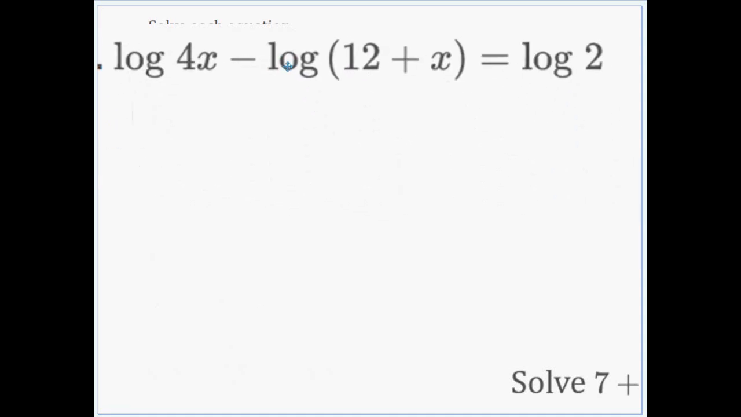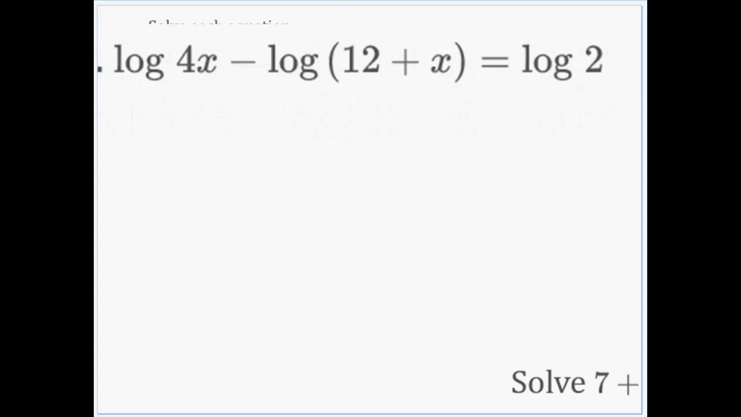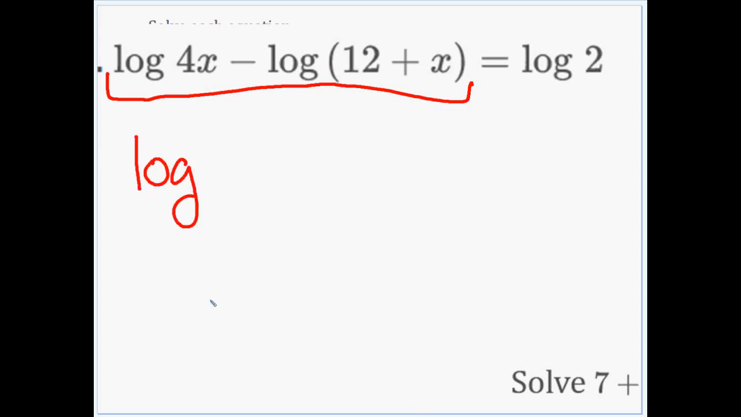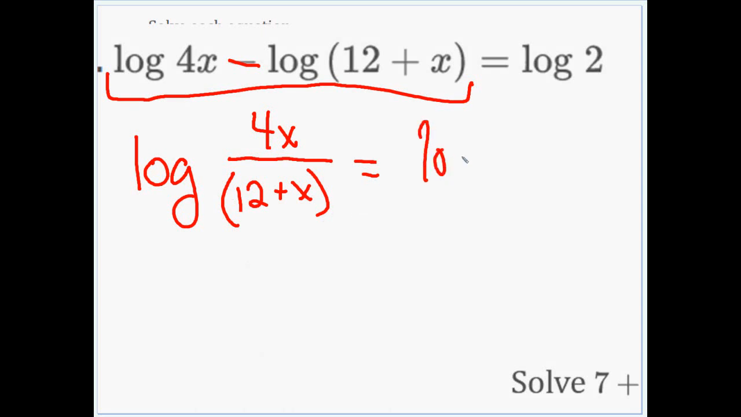Now we saw one like this in the example. On the left side, we're going to have to condense before we can apply a one-to-one property. So this will condense down to a single common log. The minus sign becomes our fraction. 4x is the numerator. Quantity 12 plus x is the denominator. And that's equal to the common log of 2.